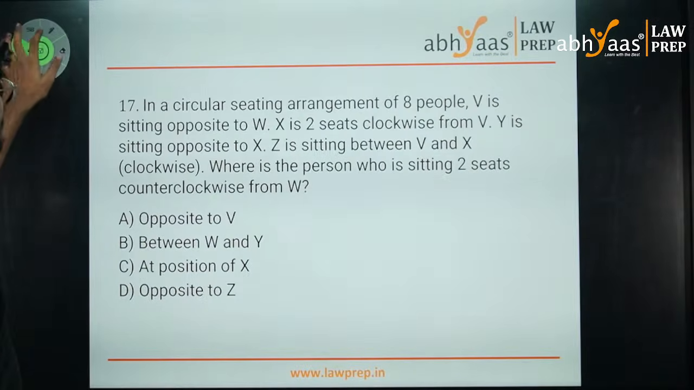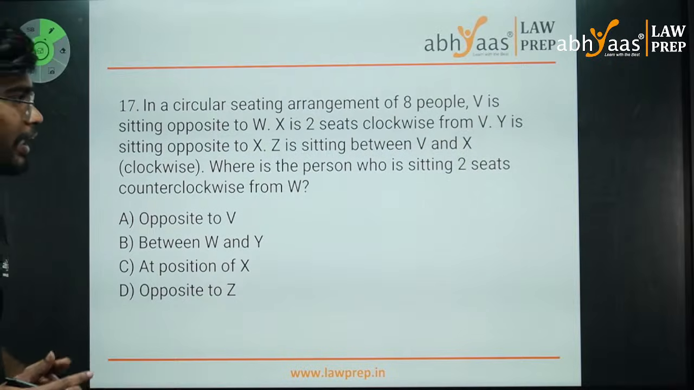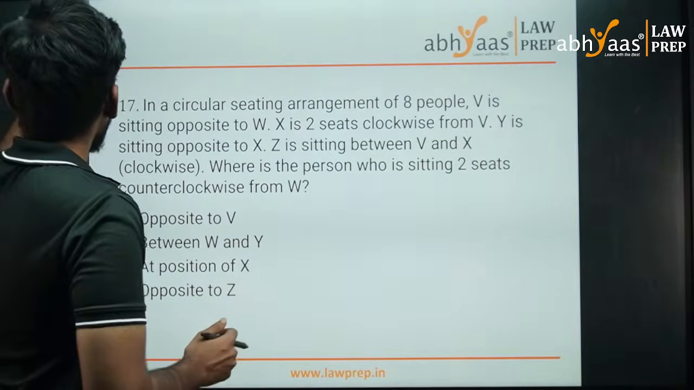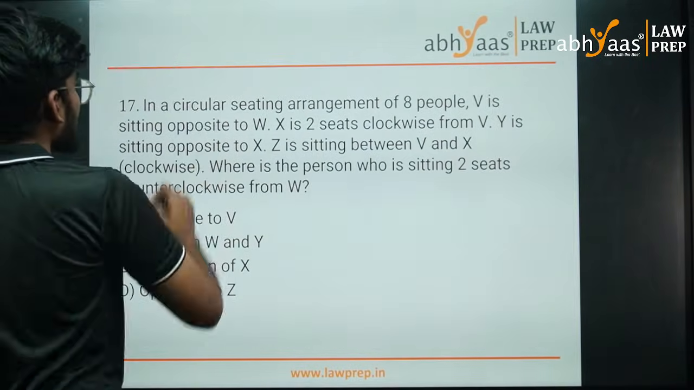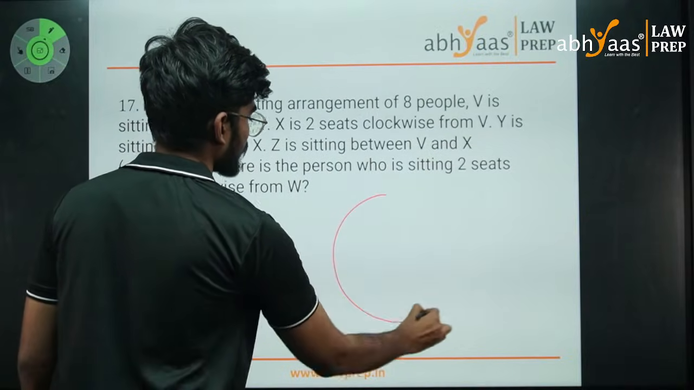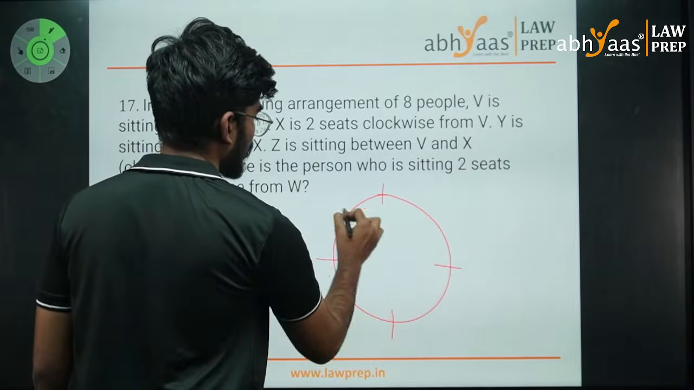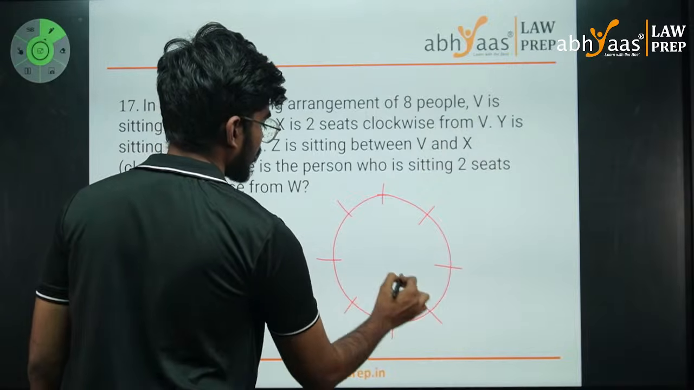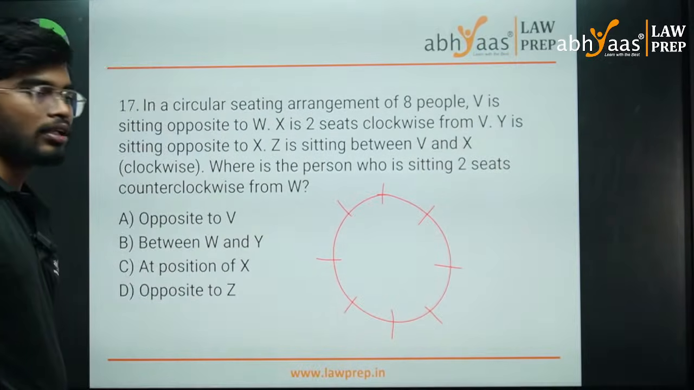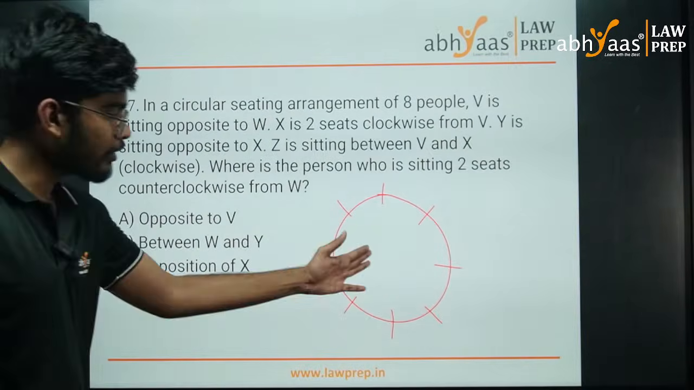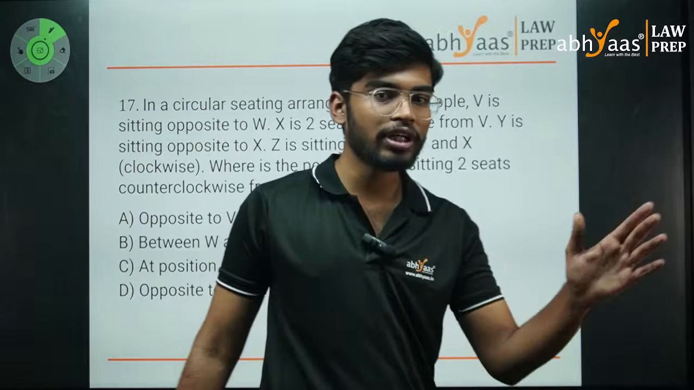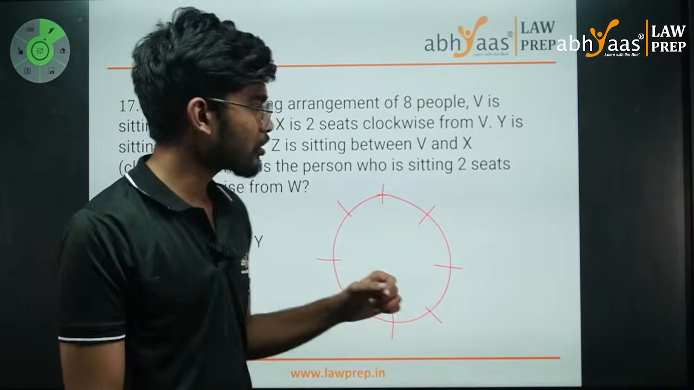Next. In a circular seating arrangement of 8 people. So yeah, how to draw a circular seating arrangement of 8 people? First draw a circle: 1, 2, 3, 4, 5, 6, 7, 8. So this is the center. They did not mention whether they are facing towards the center or not. So we are supposed to consider that they are facing towards the center.